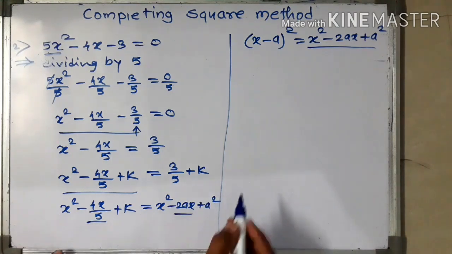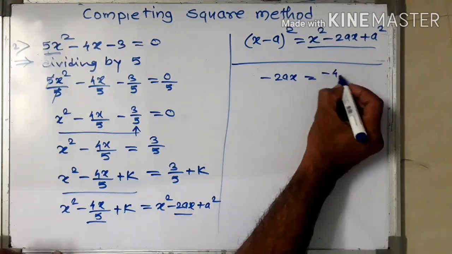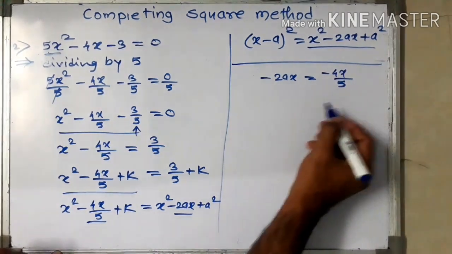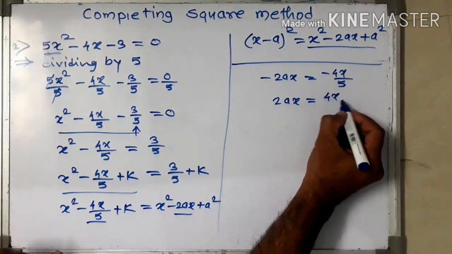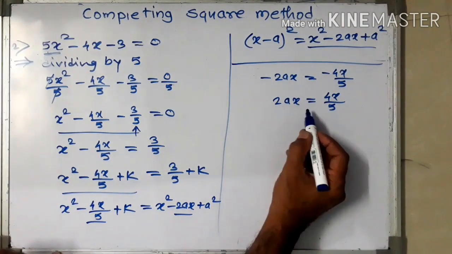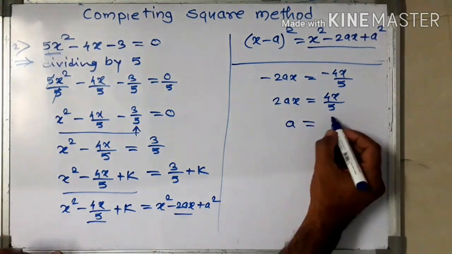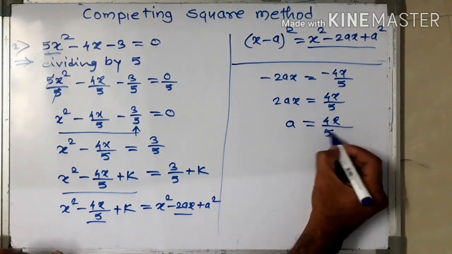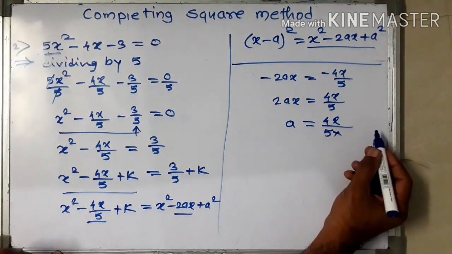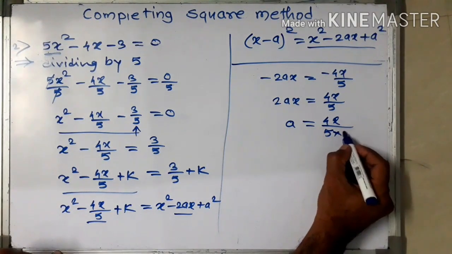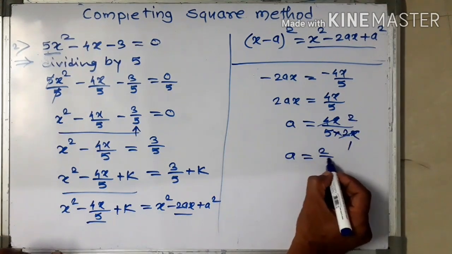By comparing the middle term, we can write minus 2ax equals to minus 4x upon 5. By eliminating the negative sign, we can write 2ax equals to 4x upon 5. Here we have to find the value of a. Multiplying by 2x, by transferring it on the right hand side, it will be divided into 4x. By reducing, you will get the value of a as 2 upon 5.